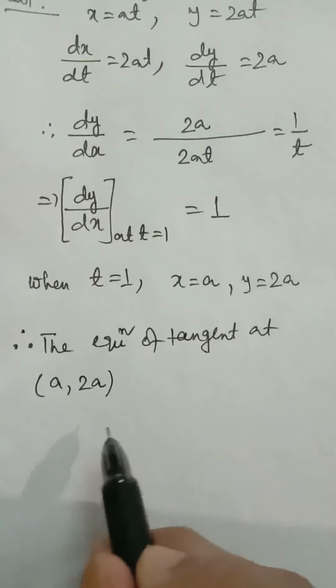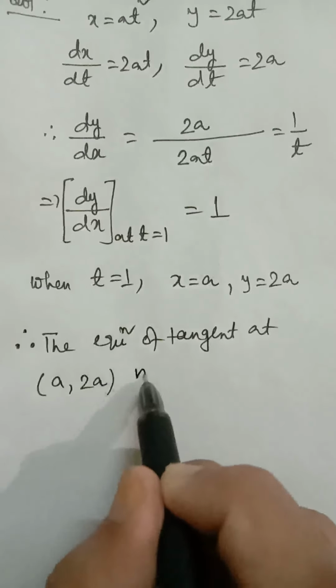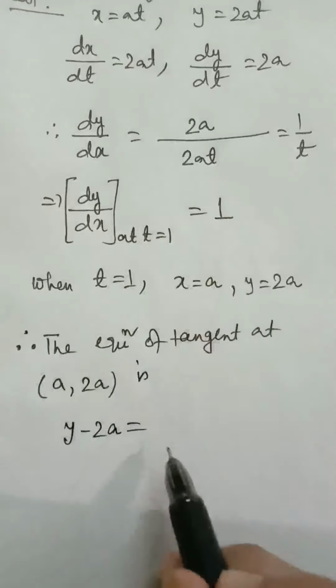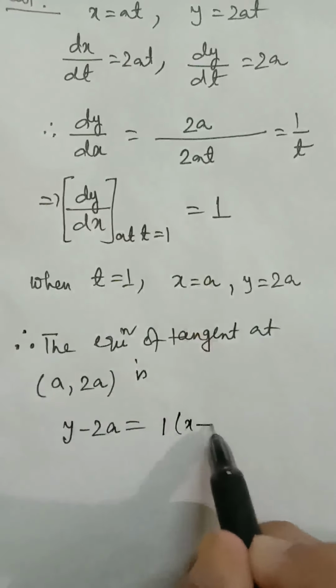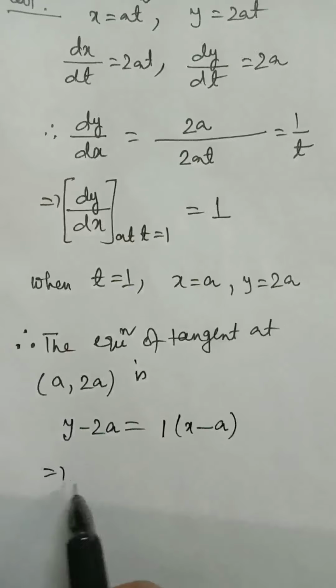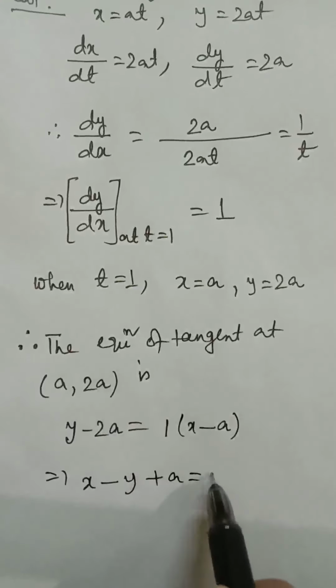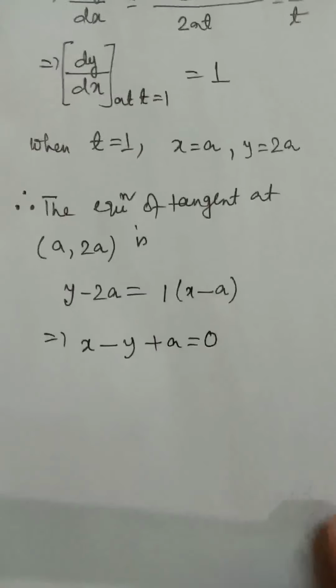The equation of the tangent at (a, 2a) is y minus y1 equals dy by dx into x minus x1, which gives x minus y plus a equals 0. This is the equation of the tangent.